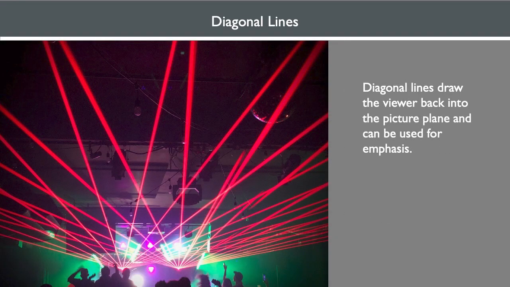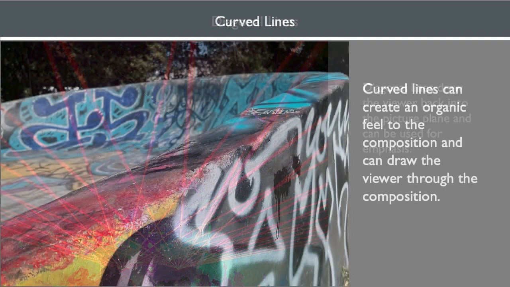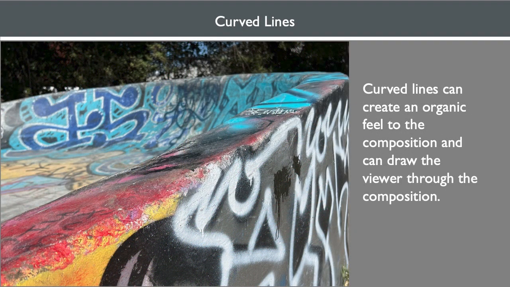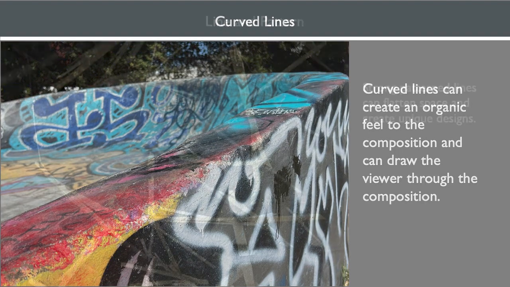Diagonal lines draw the viewer around the picture plane and can be used for emphasis. They also add a lot of energy to your photographs. Curved lines can create an organic feel to the composition and can also draw the viewer through the composition. Curved lines can also create an S-curve that is visually appealing as it adds repetition and rhythm to the composition.